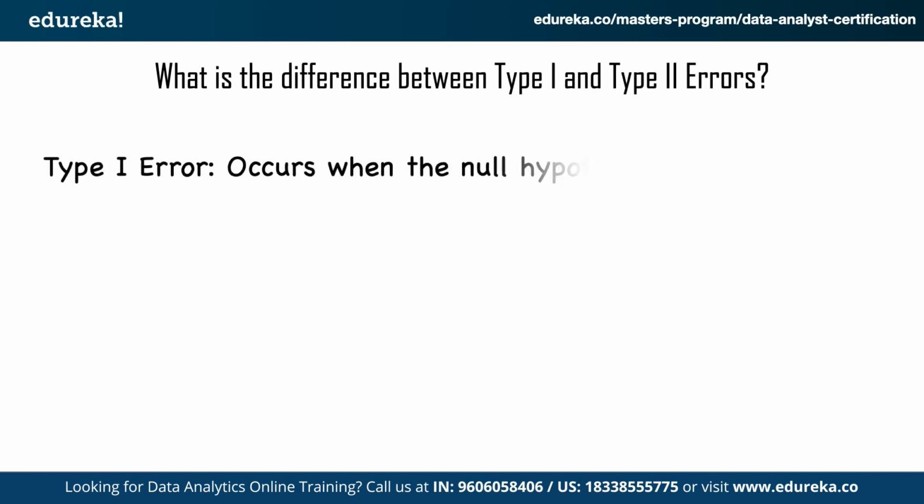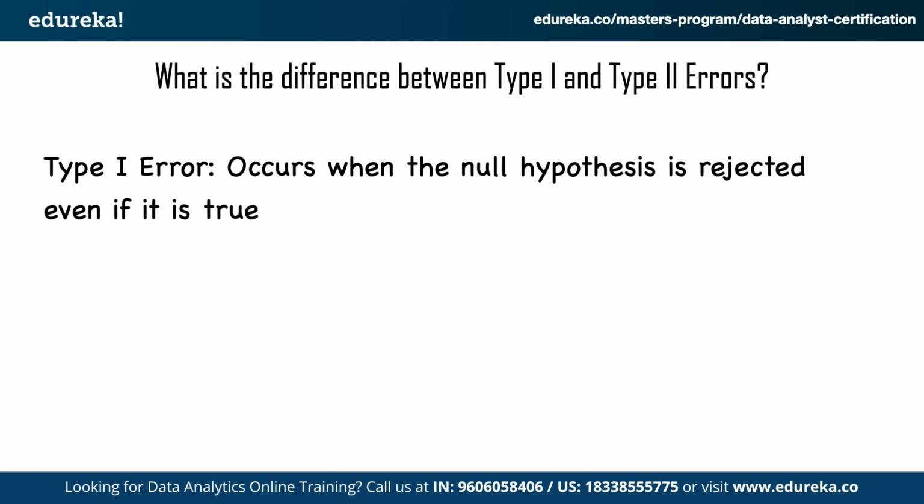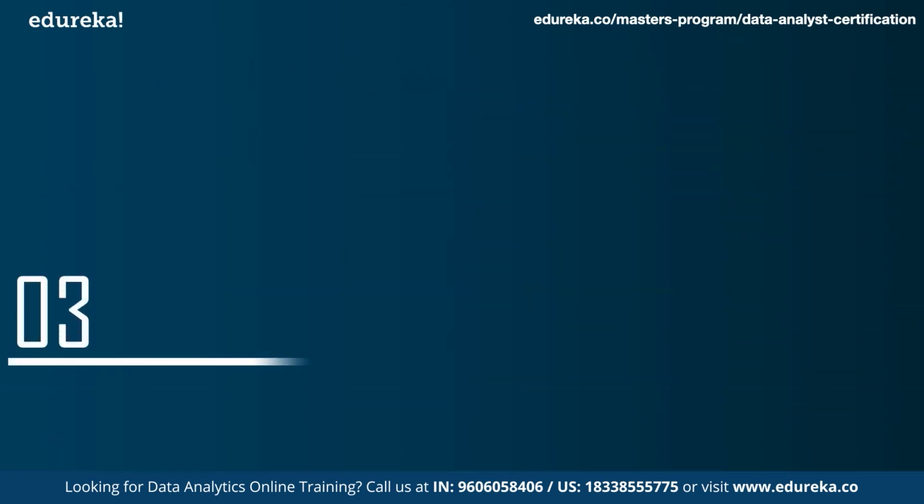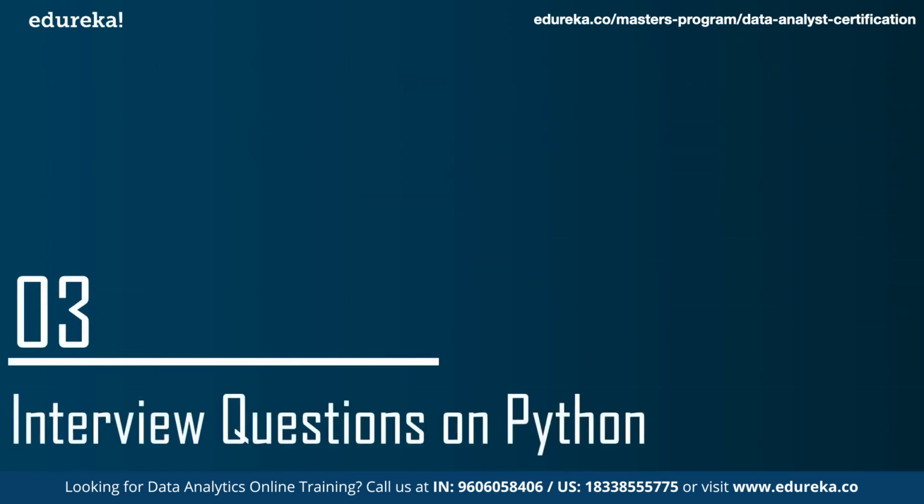The type 1 error occurs when the null hypothesis is rejected even if it is true, whereas the type 2 error occurs when the null hypothesis is not rejected even if it is false. Now let's end this section over here and head over to the interview questions on Python.